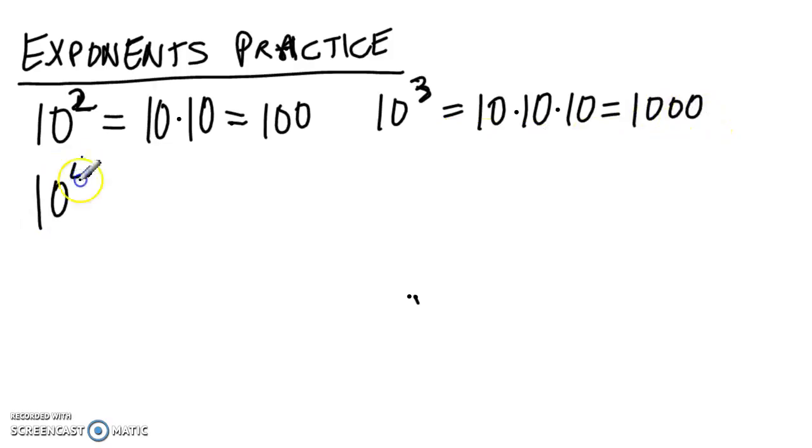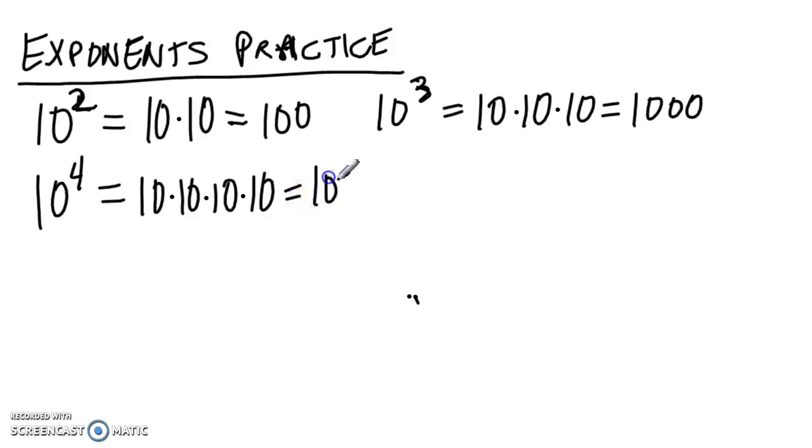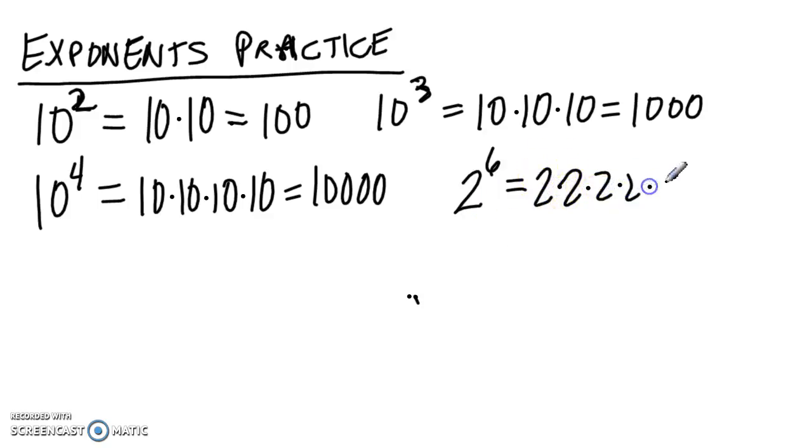So let's make a wild guess at 10 to the 4. 10 times 10 times 10 times 10, and you guessed it, there's going to be 4 zeros. That'd be 10,000. Okay, what about 2 to the 6? Not quite as convenient. But we are going to write this 6 times and multiply them all the way down. So that is 2 times 2 is 4, times 2 is 8, times 2 is 16, times 2 is 32, times 2 is 64.